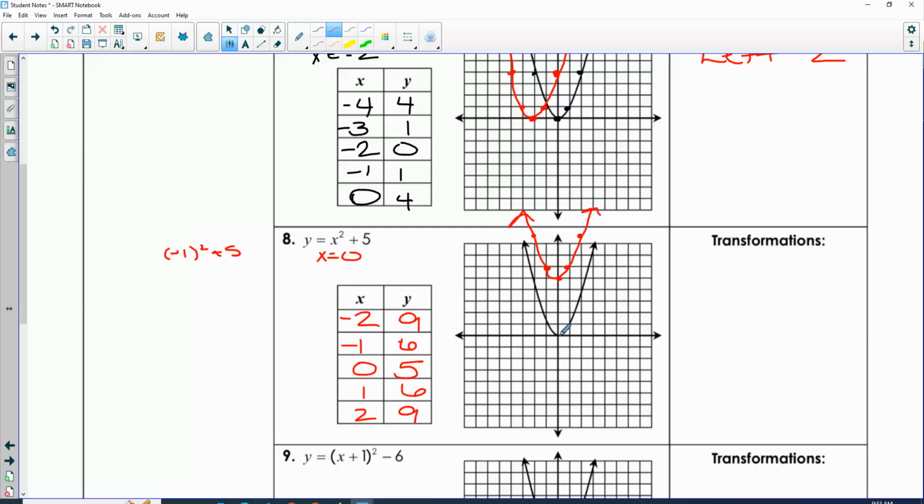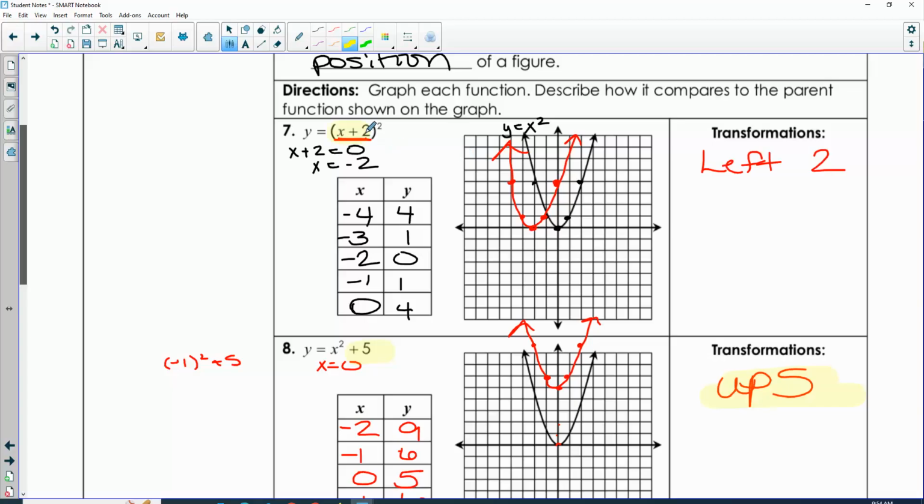So, how did this graph move? Up 5. So if we add something on the end, it changes your vertex, changes the y value, so it moves it up or down. On the inside, it's changing the x of the vertex. That's what moves it to the left.